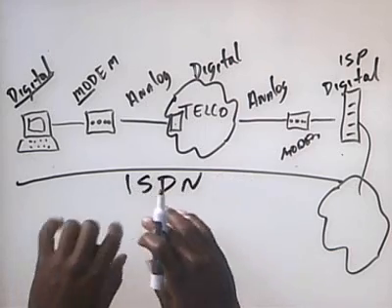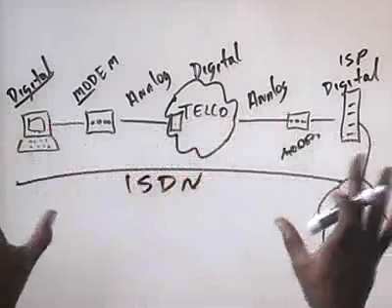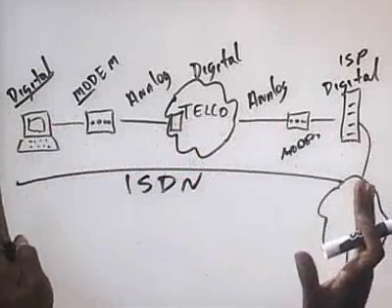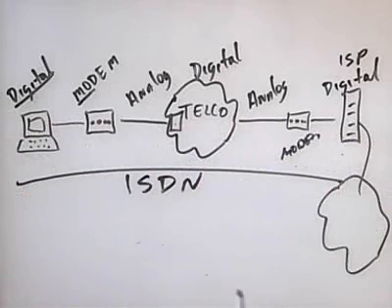ISDN, once again, is a digital end-to-end interface, a concept that provides digital end-to-end communication over regular phone lines. Let's take a look at some of the ISDN standards.